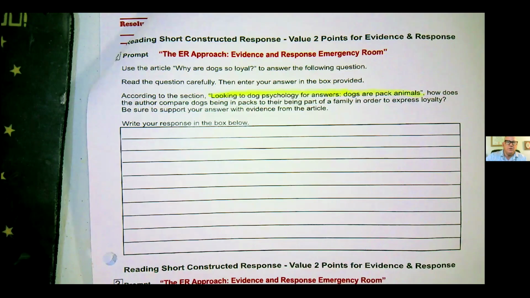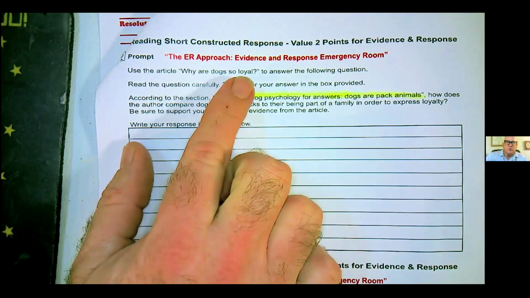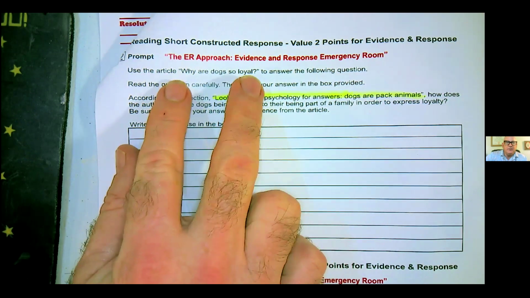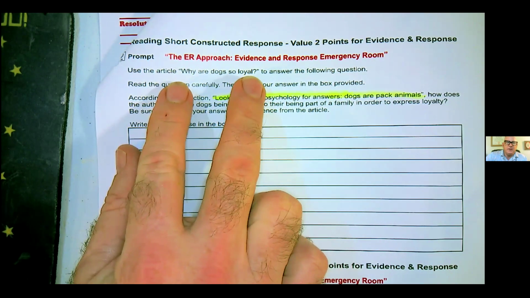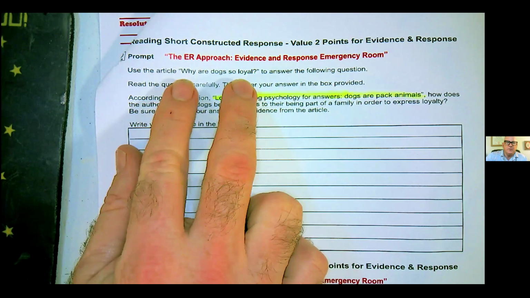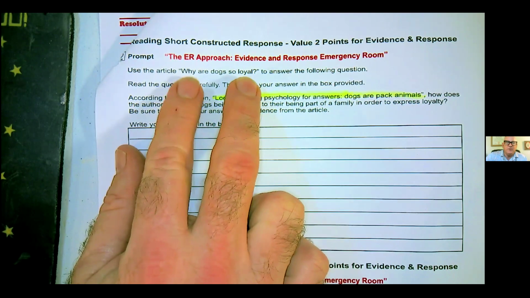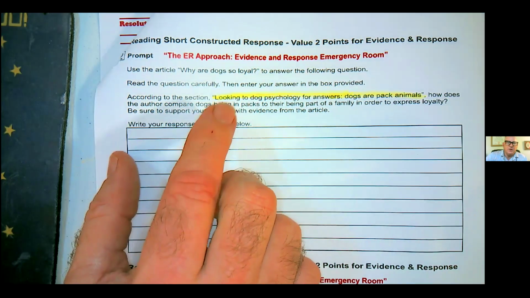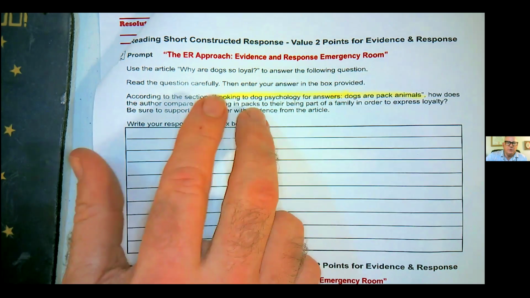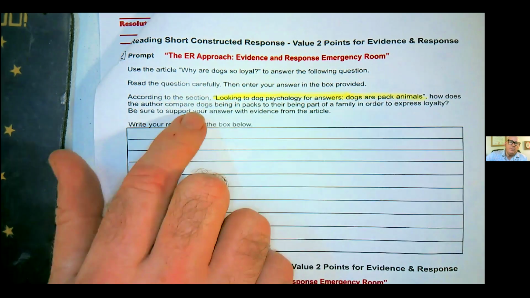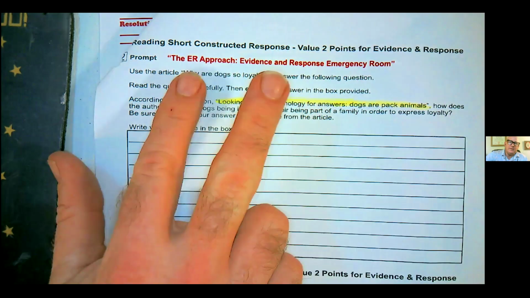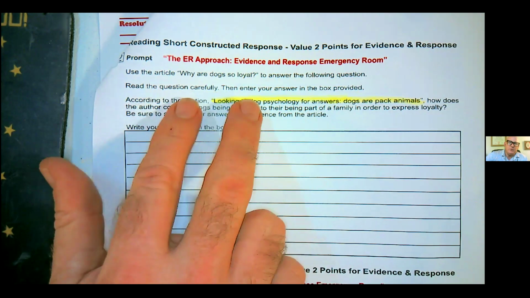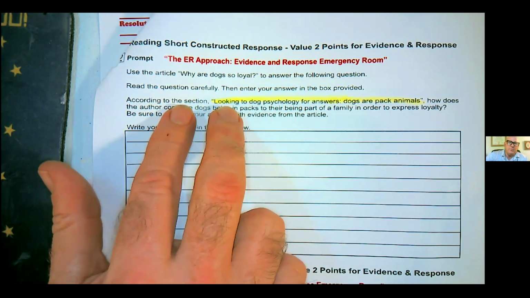All right, so here's question 2. Using the article, why are dogs so loyal? It doesn't give you a passage, but yes, it asked you to use the passage. The secondary one has two passages that I challenged you all with, that we'll get into tomorrow. So look at that section, read the question carefully, then enter your answer in the box provided.